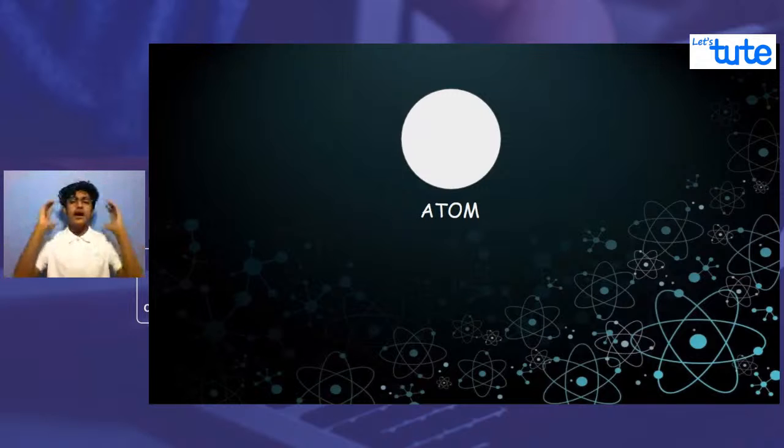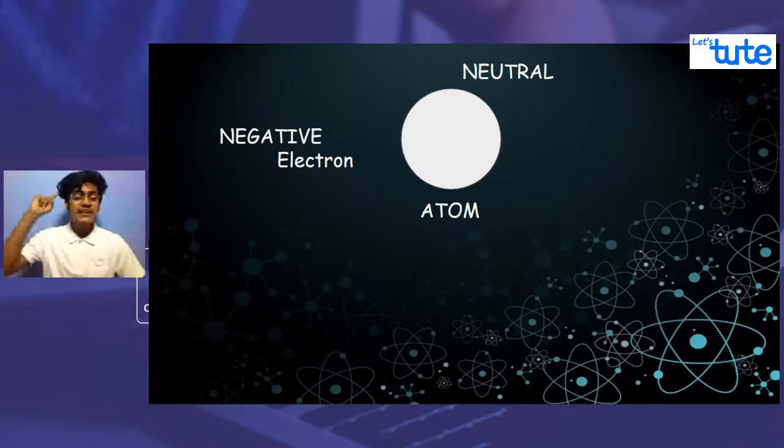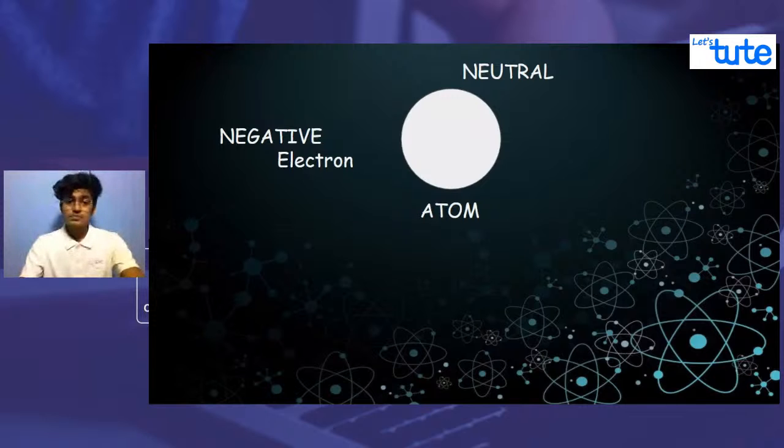Many years ago, scientists used to believe that atoms are neutral. Now, suddenly a scientist comes and says that atoms contain negative charge. Won't it be confusing? Atoms are neutral, so how can they have negative charge? The scientists were actually very smart. They questioned: if atoms have negative charge, they must have some positive charge also.